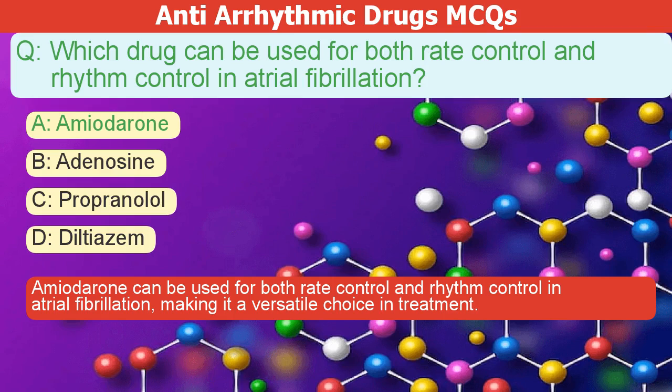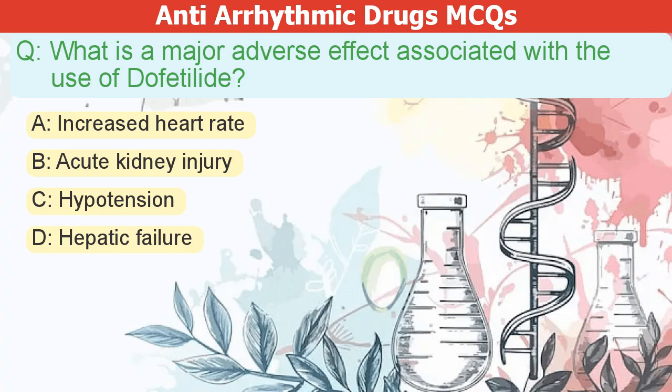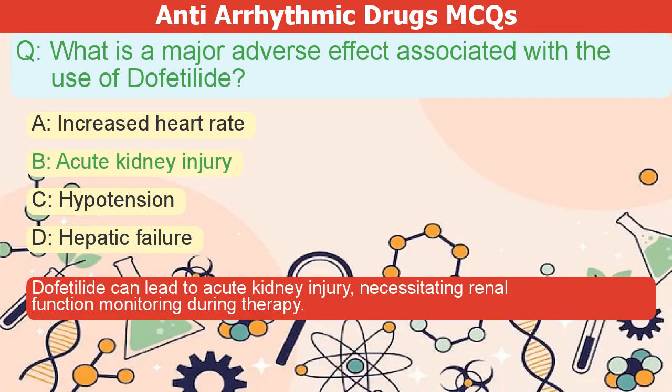What is a major adverse effect associated with the use of dofetilide? A. Increased heart rate. B. Acute kidney injury. C. Hypotension. D. Hepatic failure. The correct answer is B. Dofetilide can lead to acute kidney injury, necessitating renal function monitoring during therapy.